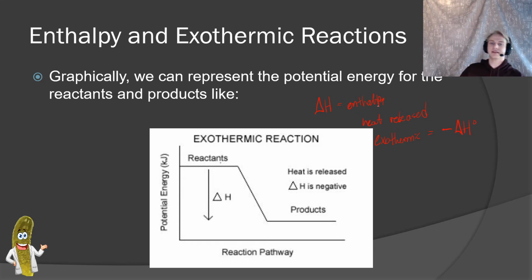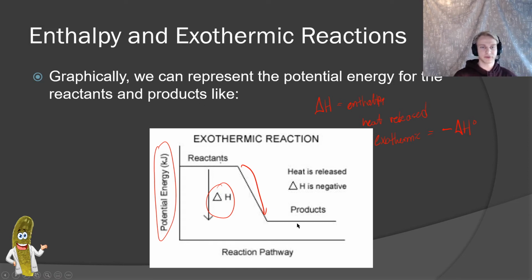And the reason that delta H value is negative is because of how these graphs have been developed. Down here it says that this is the reaction pathway. As the reaction is progressing, you can see that the delta H, or the potential energy, is going down. We're losing delta H. And so as such, we would say that this delta H value has gone down. In other words, it's negative. So that's a graph for an exothermic reaction.